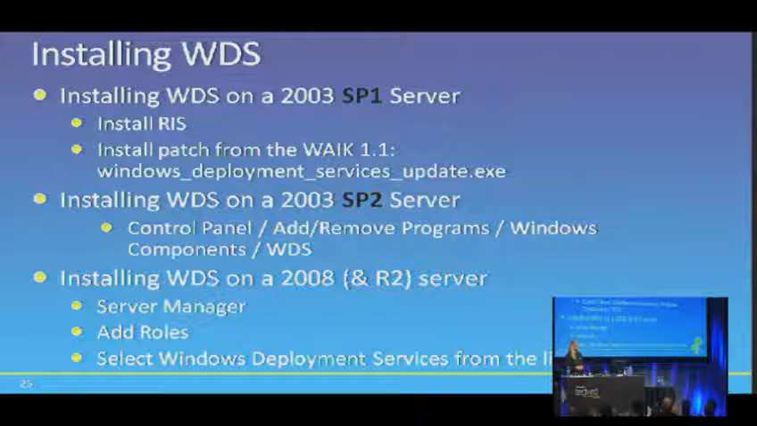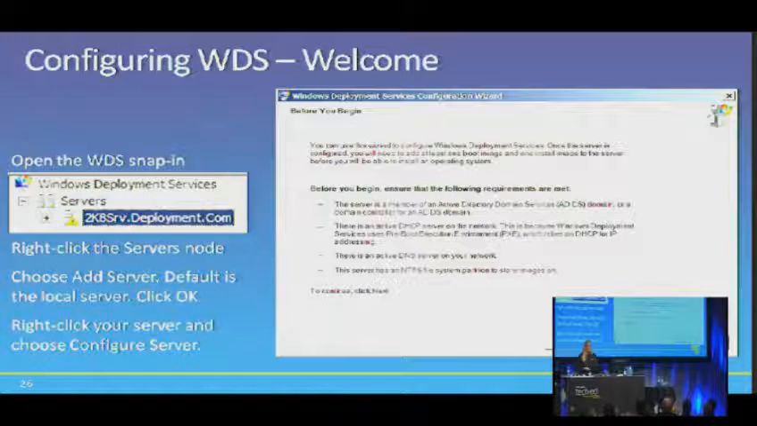2003 SP2 is a piece of cake. You're going to go through Control Panel, Add Remove Programs, Windows Components, and you're not going to see RIS anymore. You'll see WDS. 2008 and R2 is even easier. It's just a role you add. The first time you open your WDS snap-in, you should expand the servers node. If you expand the servers node and there's nothing listed beneath it, then you'll need to right-click your servers node, choose Add Server. It'll default to the local server, so just click OK. This is also a way for you to choose to add multiple WDS servers to one snap-in so you can remotely administer them.